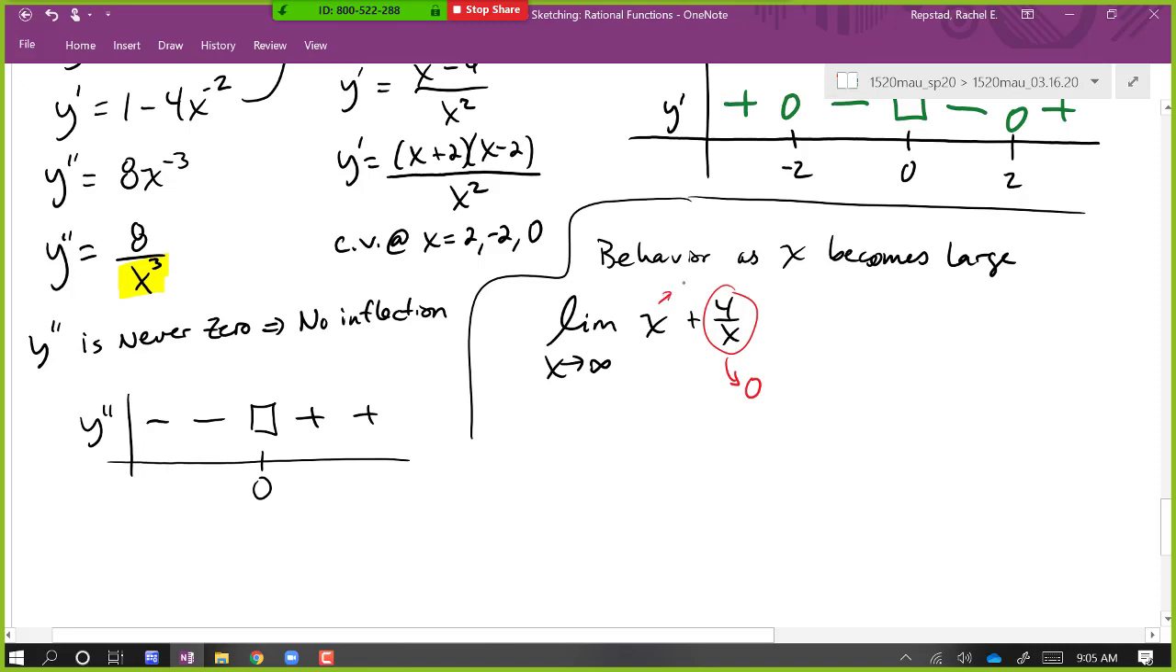Now, clearly, as x gets huge, x gets huge. So overall, I could say, yes, as x approaches infinity, the function itself approaches infinity, but that's not what's so interesting about it. What's interesting is that the function approaches infinity in precisely the same way that y equals x approaches infinity. So I'm saying that the limit as x approaches infinity of x plus 4 over x is x. The 4 over x part becomes insignificant to the behavior of this function, and the overpowering part is just that first x term. And that means that y equals x is a slant asymptote.